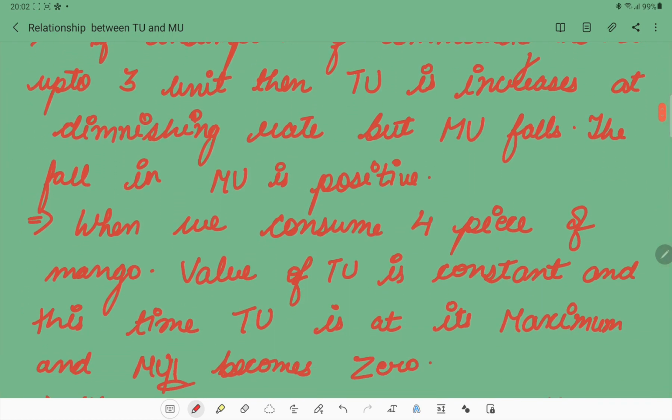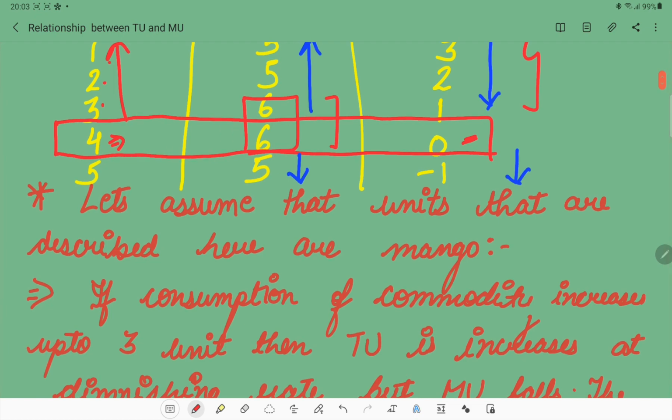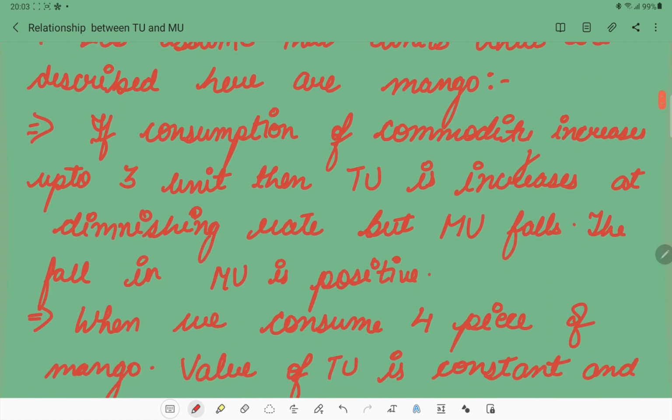Now what is the second thing that we are observing? The second thing is that when the consumer consumes the 4th unit of the commodity, the value of TU remains constant. Here the value of TU remains constant, it doesn't change, and that is the position where TU is at its maximum. When TU is at its maximum, MU will always be 0. Remember this.